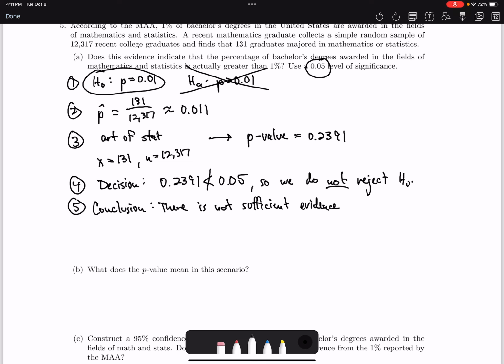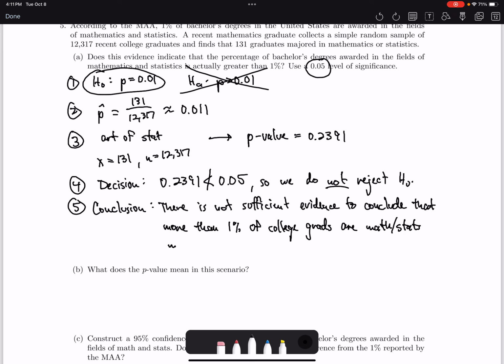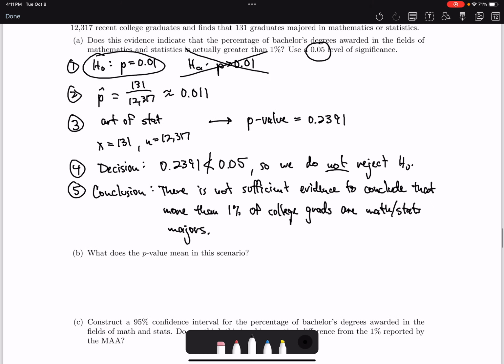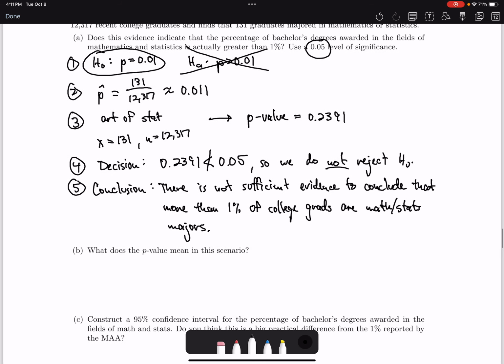So there's not sufficient evidence to conclude that more than 1% of college grads are math and statistics majors. Right? Even though our sample proportion was a little bit more than 1%, it's just not enough of a difference. Okay? Part B asks the same follow-up question as on the previous example, right? What does the p-value mean in this situation?